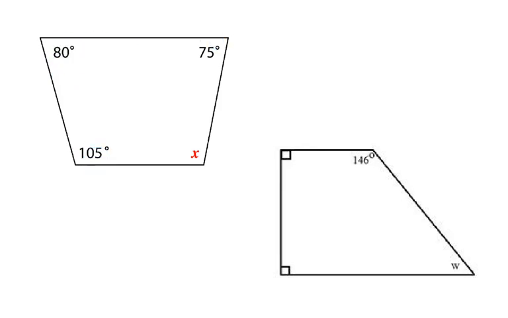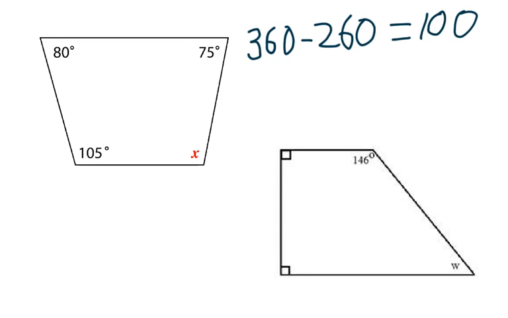So 105 add 80 is 185. I'm then going to add the other 5 from here, which is 190, and then the 70. So 190 add 70 is 260. So 360 take 260. Well, that's nice and easy. 360 take 260 leaves me with 100. So this angle here, angle X, is 100 degrees. And again, I can double check by adding them all together. 205, 285, add the 5 is 290, add 70 is 360.